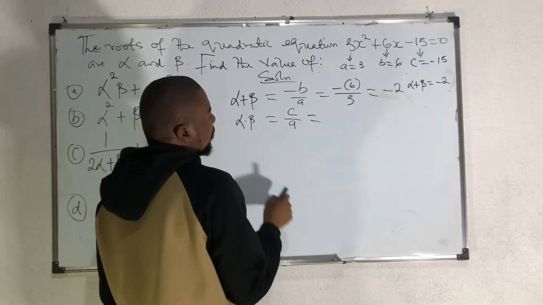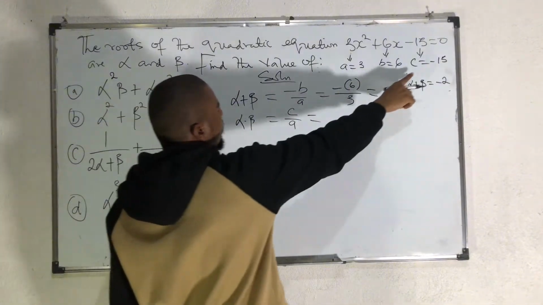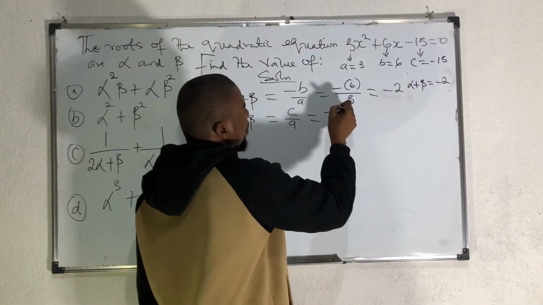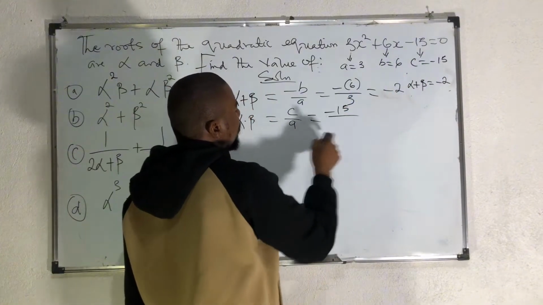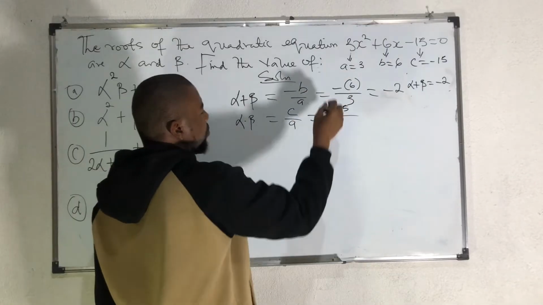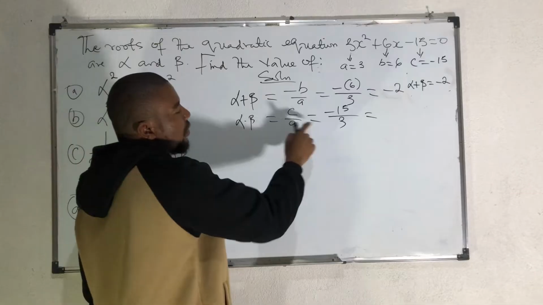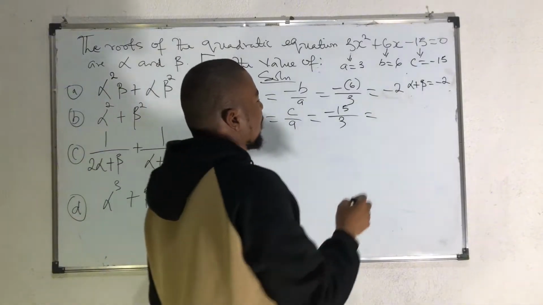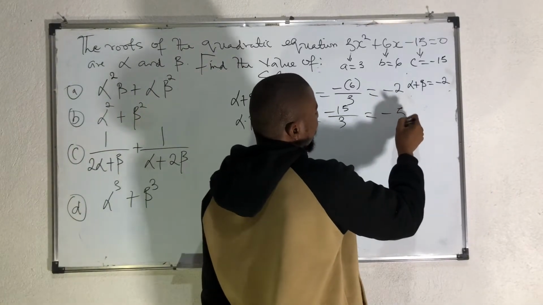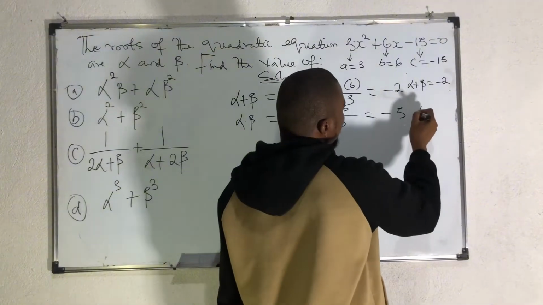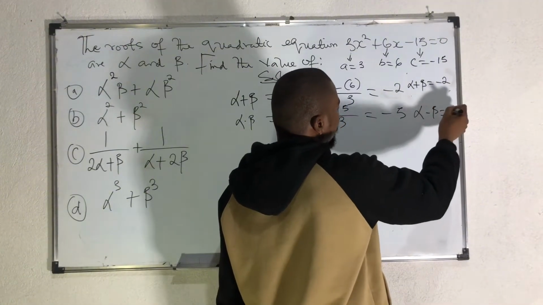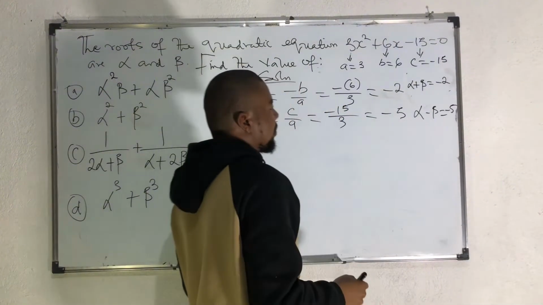This is equal to, what is our c in this case? You can see our c is negative 15. We have minus 15 over, what is our a? Our a is equal to 3. Write it here. This is equal to negative 15 divided by 3, which will give us negative 5. Therefore, our alpha times beta is equal to negative 5.